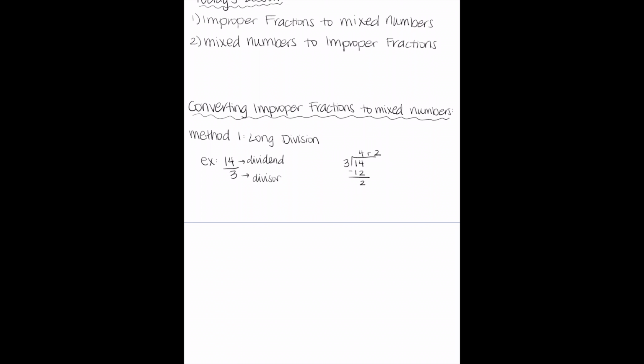But that 2 is actually 2 thirds. Now, why is this? That doesn't make any sense. The 2 thirds is because our divisor was 3, right? So if we have a remainder of 2, that 2 would still go over the 3. So the components of a mixed number are a whole number and a fraction. We have 4 and we have 2 thirds. So our improper fraction of 14 thirds is equivalent to 4 and 2 thirds.